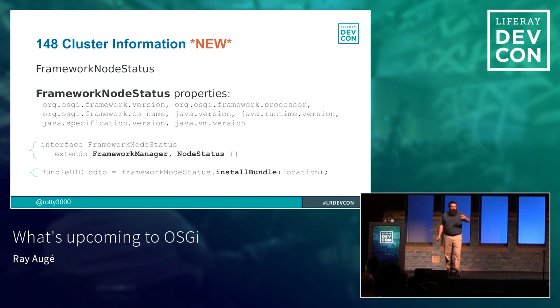Further to that, we have a framework node status API, which is a service in the service registry for each node in the cluster that you can use to actually manage that remote framework. So that's very nice. You can get a view of your whole cluster, and then you can perform operations like install bundles, stop them, and so on.